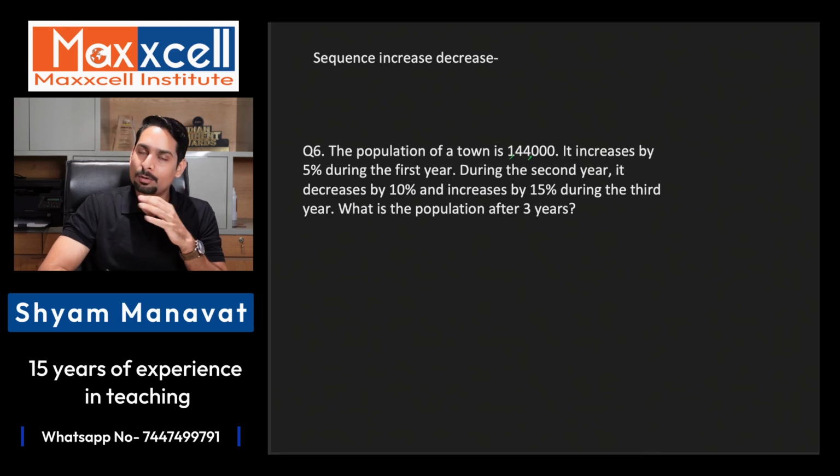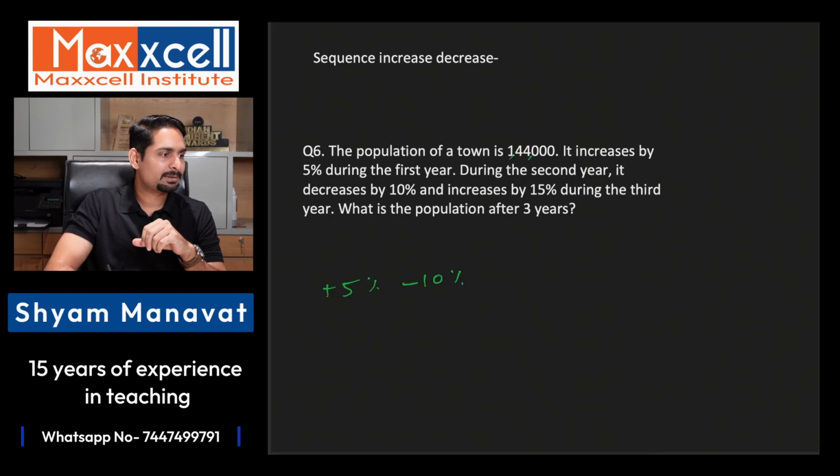You know what? People usually make one common mistake, and I want my students not to repeat that mistake. लोग क्या करते हैं पता है? 5% से increase किया, 10% से decrease किया, 15% से increase किया. So they will say the overall change is nothing but 5 minus 10, which is minus 5, plus 15, which is what? 10. So लोग बोलते हैं कि ये सर आपका आंसर तो यहाँ पे ऐसा आना चाहिए, which is wrong, completely wrong.